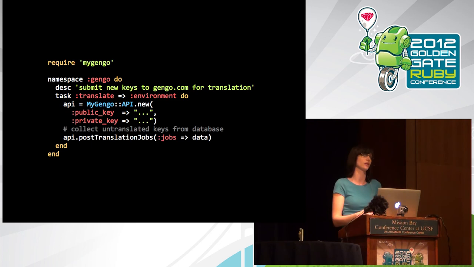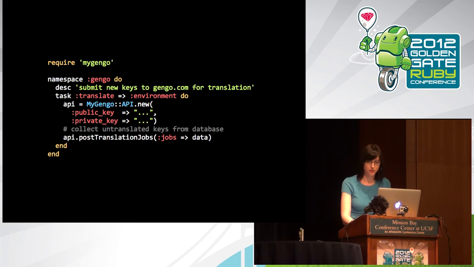I think it's between 5 and 15 cents a word, depending on the quality you request. If you wanted to automate this even further, you can imagine kicking the task off from something like a Git hook or a Capistrano recipe. You can, you know, use your imaginations.